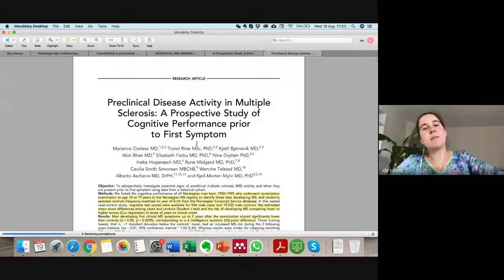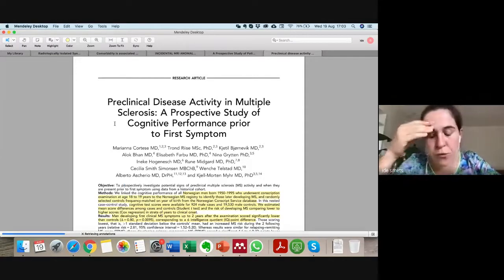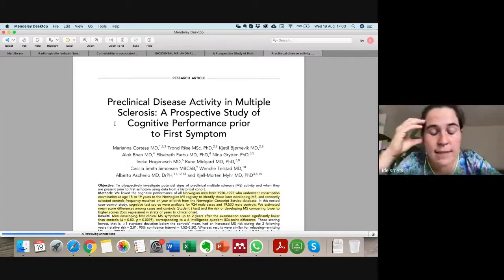Discuss a recently published study on, in summary, radiologically isolated syndrome. That is a disease manifestation that is entirely limited to the brain. So these people have MS lesions in the brain, but they don't have any symptoms.